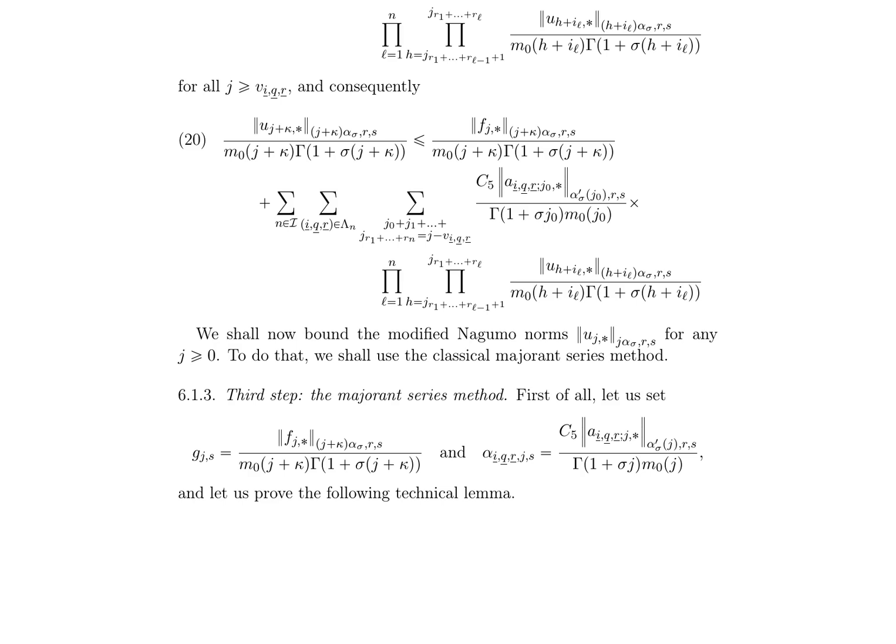The inequality in equation 19 is a crucial intermediate result, as it allows us to establish the bound in equation 20, which is essential for the subsequent application of the majorant series method. The definitions of g_{j,s} and alpha_{i,q,r,j,s} set the stage for the proof of the technical lemma, which is a key component of the majorant series method.